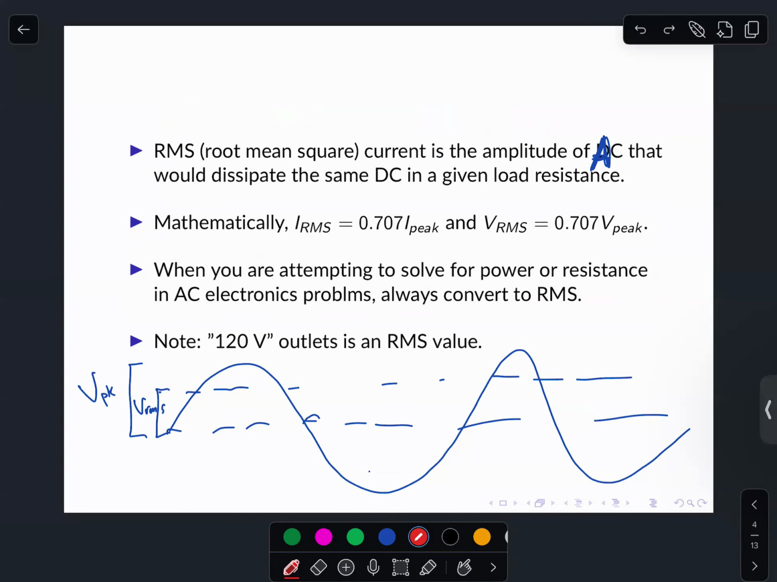So the first word here should say AC, the amplitude of alternating current that would dissipate the same direct current in a given load.